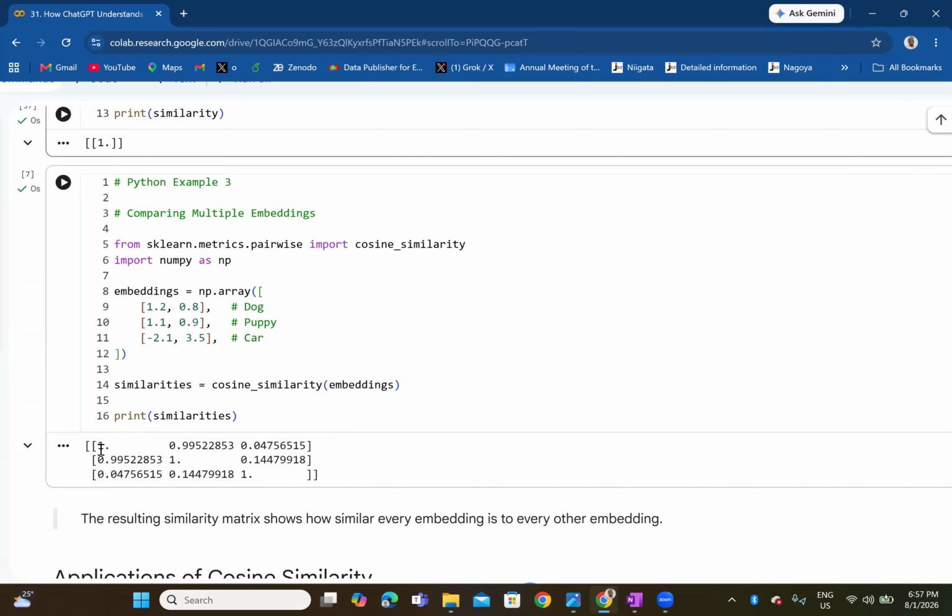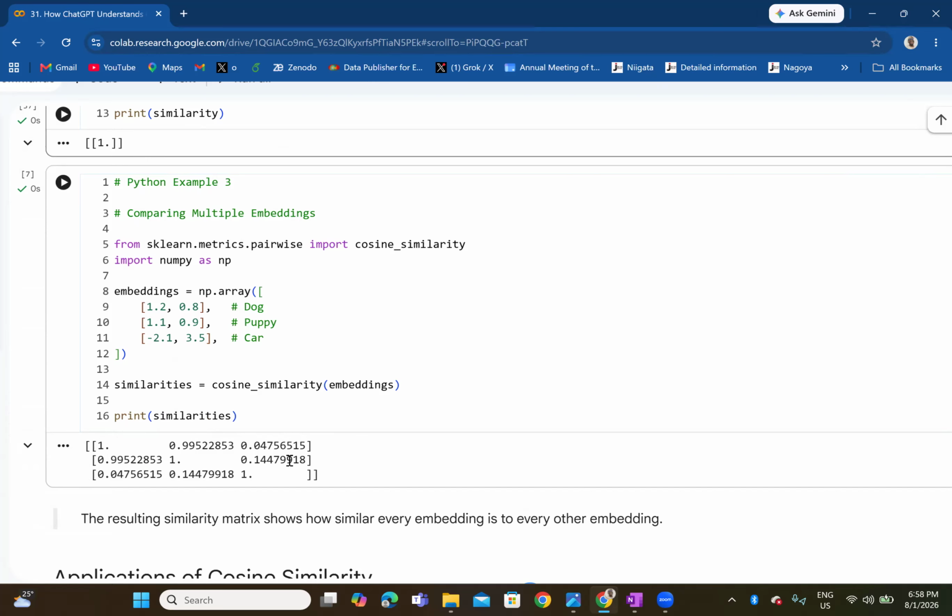That's perfectly one, which is understandable. Then this is dog, so dog, puppy, car. So this is dog and puppy 0.9, because they are close. Then dog and car 0.04, that's far away. And now you have puppy and dog, same 0.99.